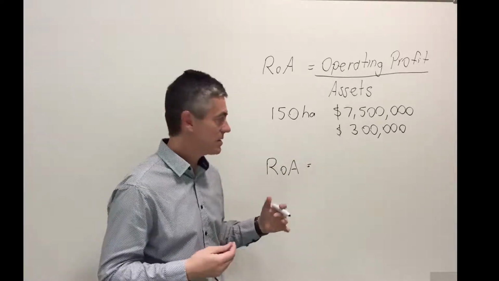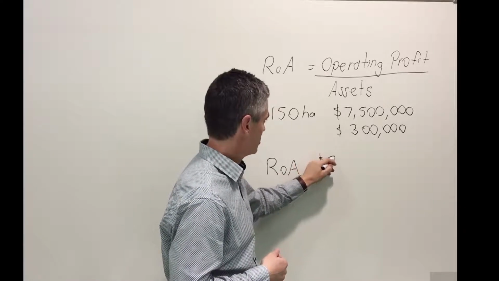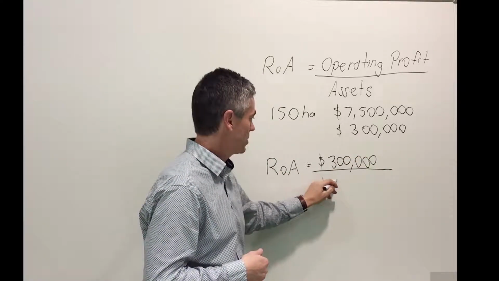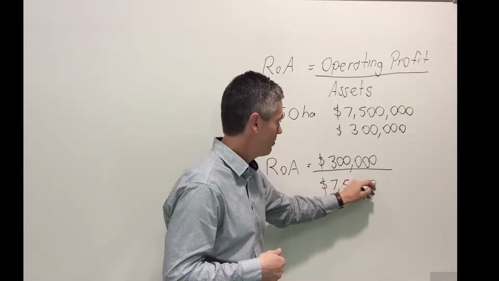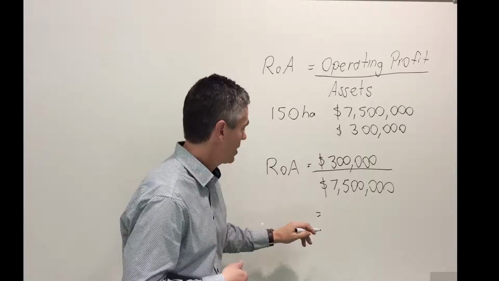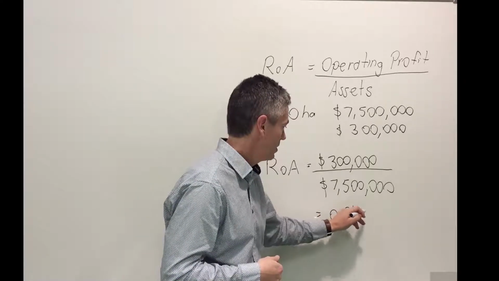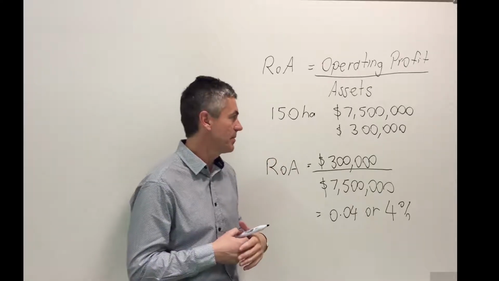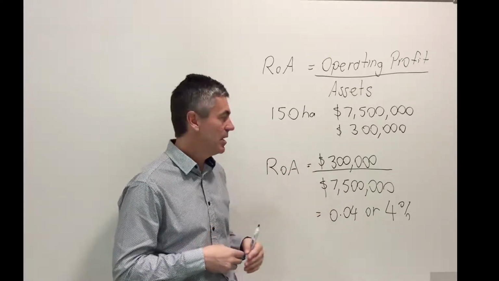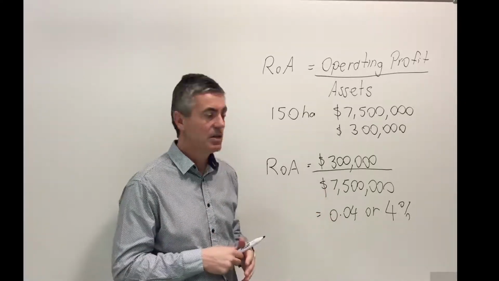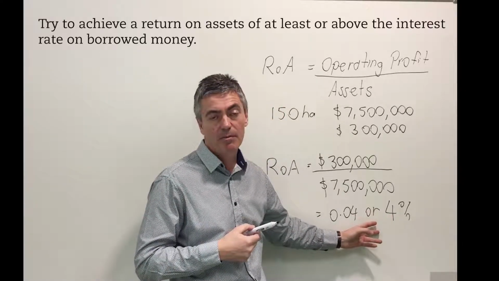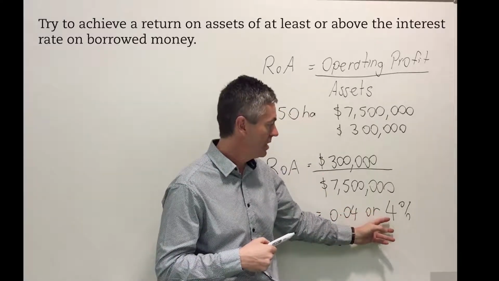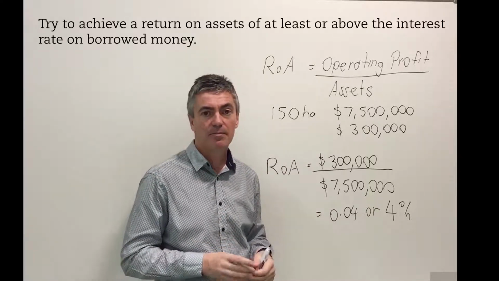So let's put it into our return on assets formula from above. We put the 300,000 on top of the equation, and divide that by the asset value that went into generating that operating profit, which is the 7.5 million. If we divide that out, that equals 0.04 or 4%. So that's a return on asset of 4% from that business. One of the general rules of thumb in farm businesses, but also in any business or investment, is to try and achieve a return on assets of at least, or preferably above, the interest rate on borrowed money. You can see in this example that at the moment it's a little bit below that target figure.